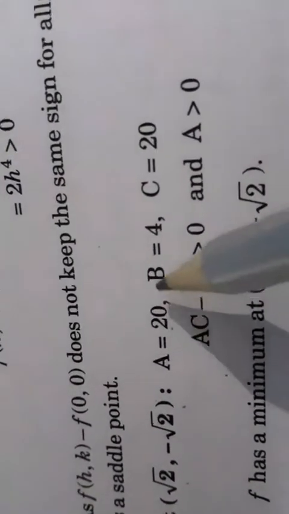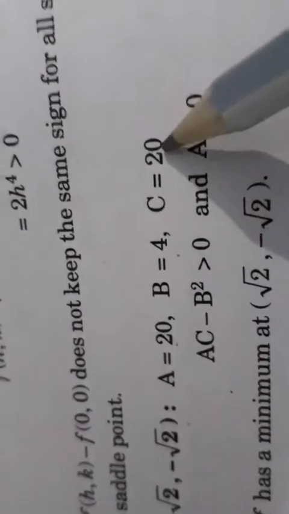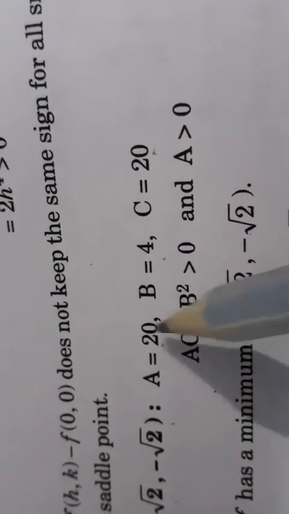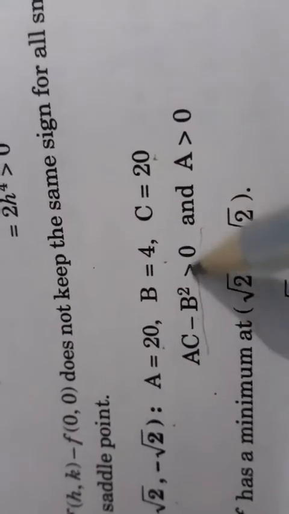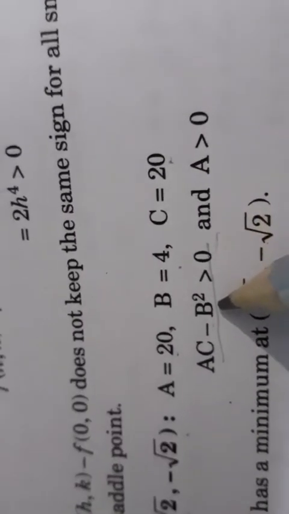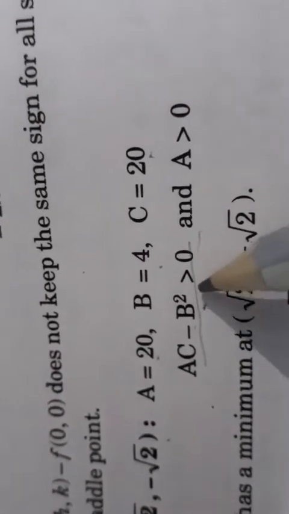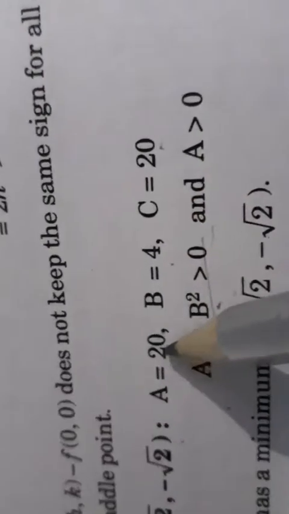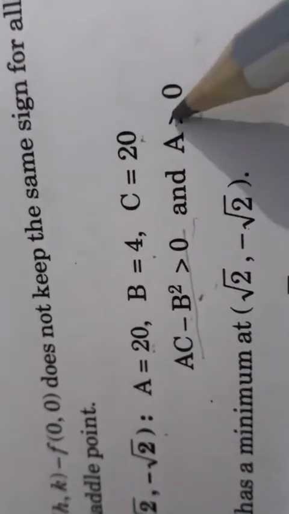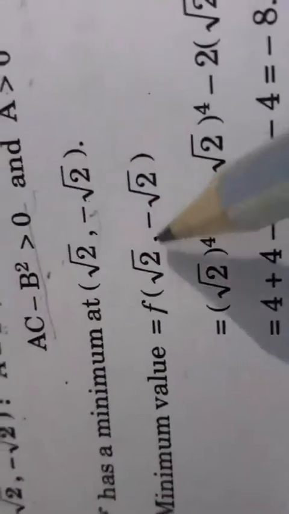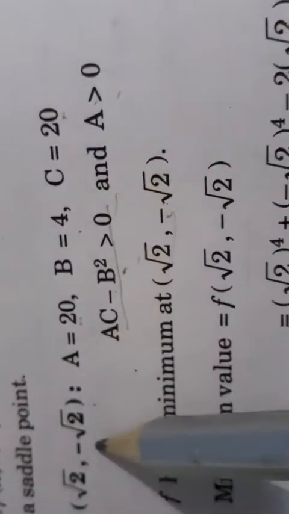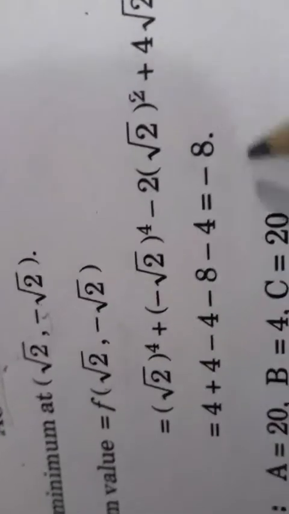At the point (under root 2, minus under root 2), a becomes 20, b becomes 4, c becomes 20. Now ac minus b square is greater than 0, which means at this point the function has an extreme value, either minimum or maximum. Now to check minimum or maximum, we put these values in a, and a is greater than 0. Therefore this is the point of minima, and the minimum value of the function is given by substituting this point in function f, and after solving this we get -8 as the minimum value of the function.